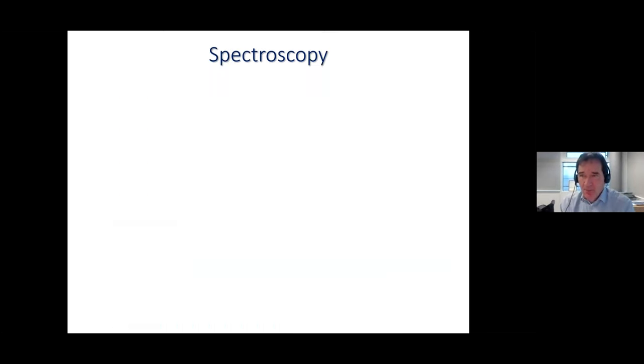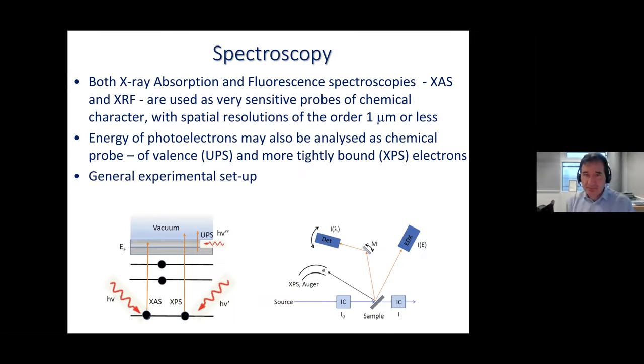Going to take a break now, or not a break, we're going to change. So we've spent the best part of two lectures talking about the applications of X-rays through diffraction to look at the structure of materials. We're now going to switch to spectroscopic applications. And if you recall from lecture one, we said that there were broadly two types of spectroscopy. We implied a third.